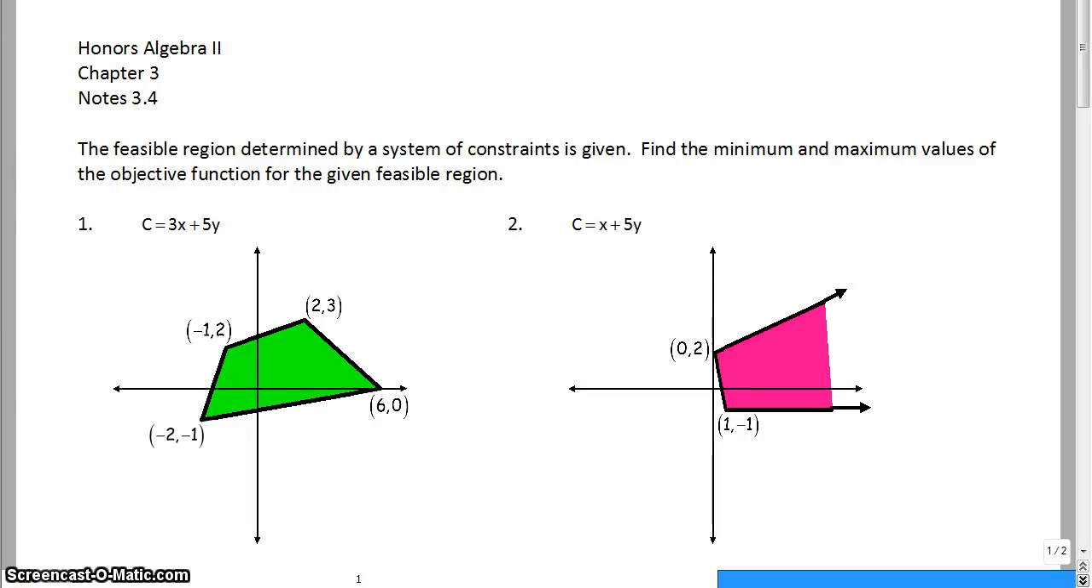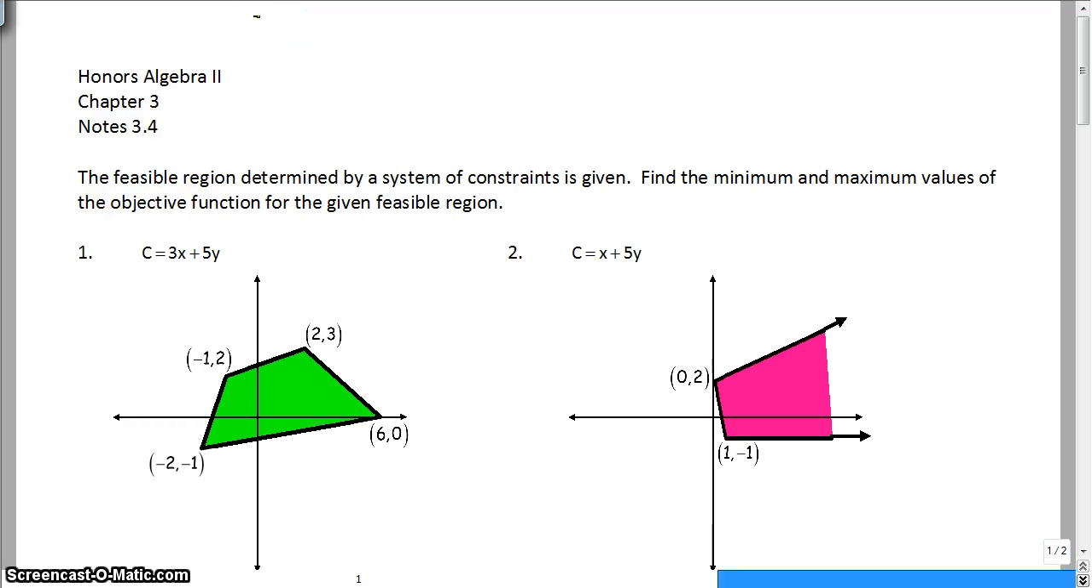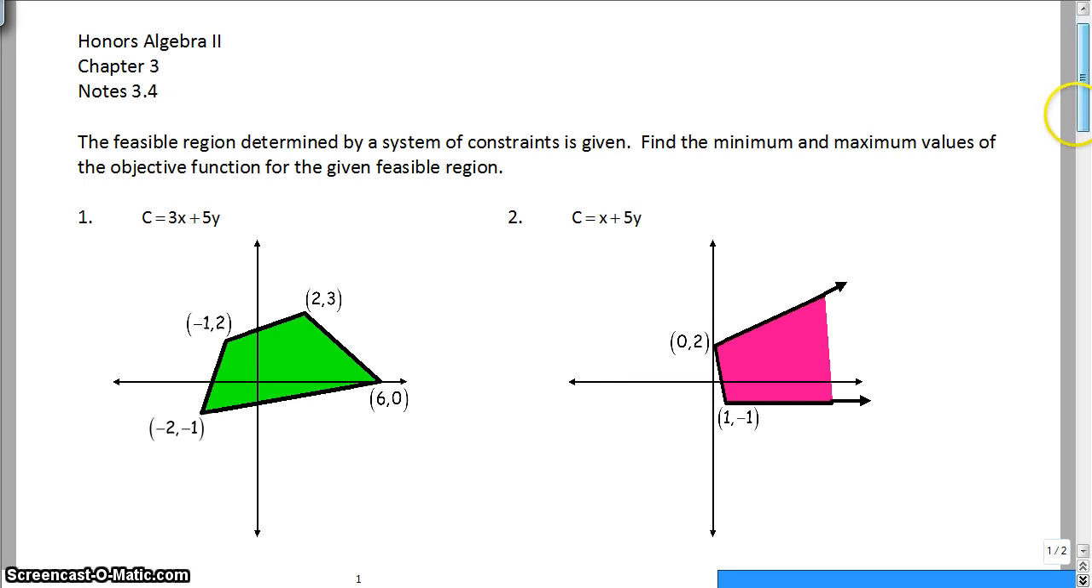Okay, here comes a little video on feasible regions and minimums and maximums. This is called objective functions, also known as linear programming. So what we're going to do today is split this up into two separate videos. I'm going to tell you right now, this video is only going to cover how we do linear programming.